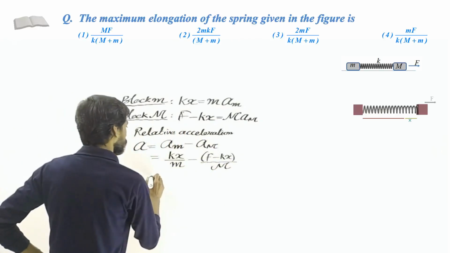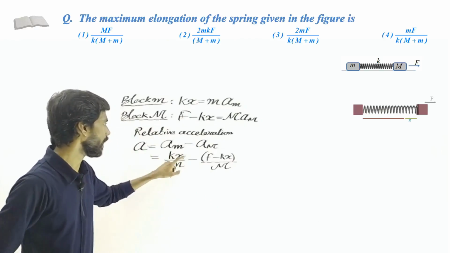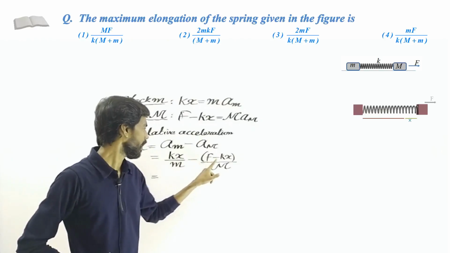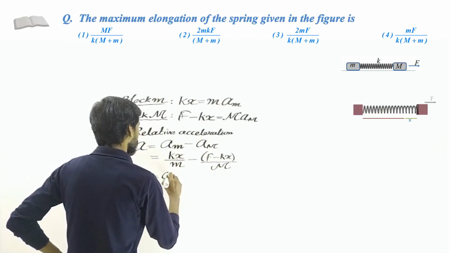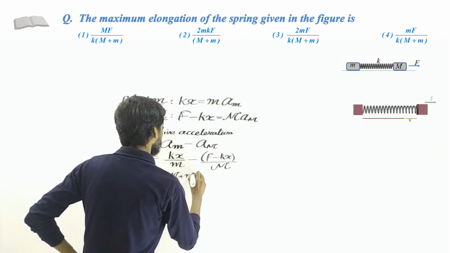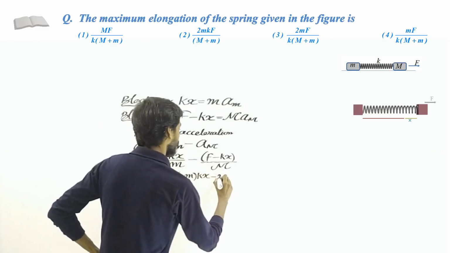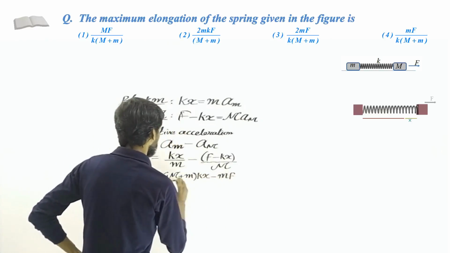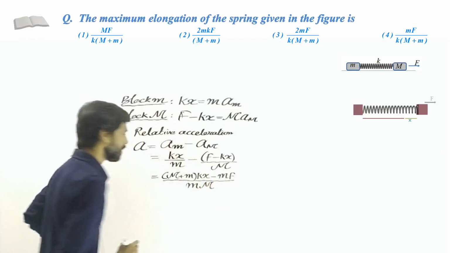So what do you get? k m x. Similarly this is plus k small m x. So if you simplify, that is (M plus m) kx minus F multiplied by m, so minus mF, divided by this M multiplied by m. So this is the acceleration.